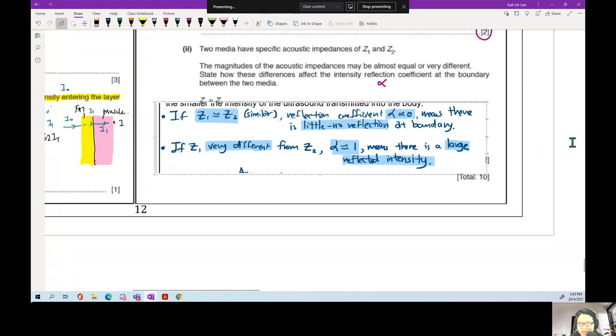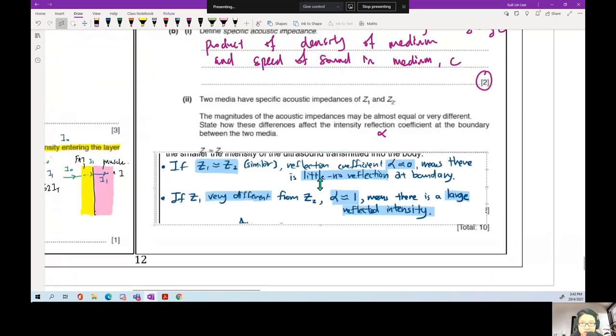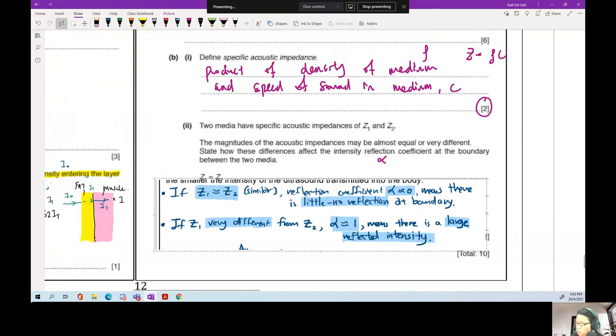Okay, so these are examples of questions they can ask you. If alpha is more or less 0, there is little to no reflection at the boundary. If alpha is very different, then alpha is 1. You need to mention that alpha is 1 because they ask you to comment on alpha. It means that a lot of the ultrasound is reflected. Okay, so this is the so-called comment on the use of gel. And let me show you other past year questions.